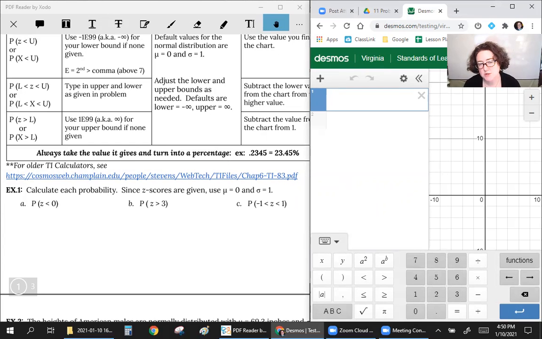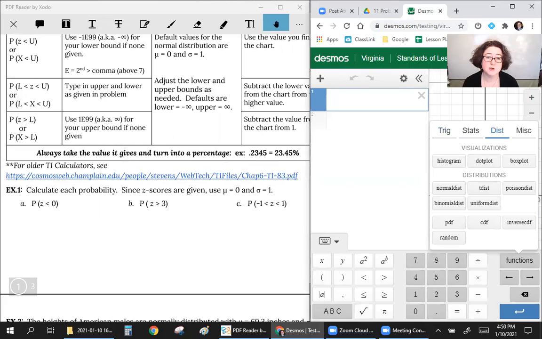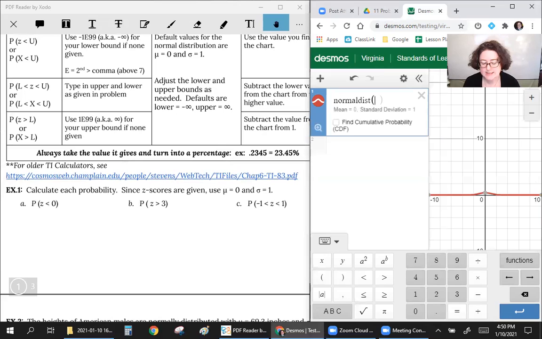So two ways to do this. You could go to Functions and then go to DIST for Distributions. And then you're going to click Normal DIST.